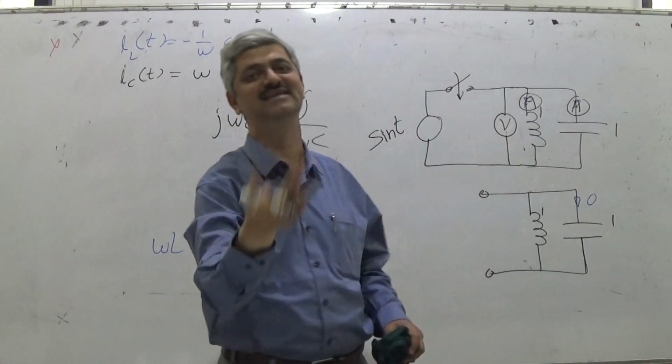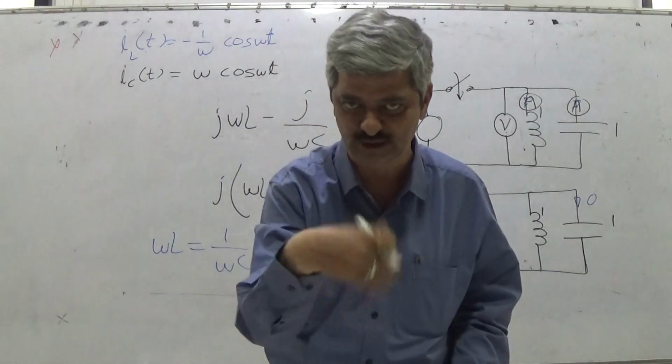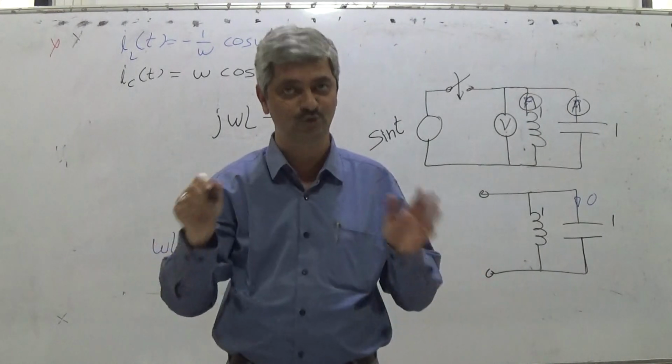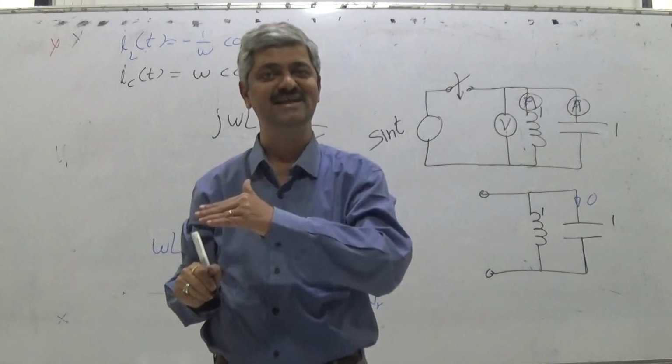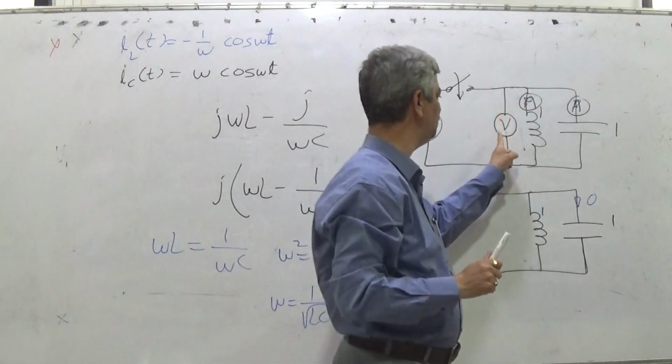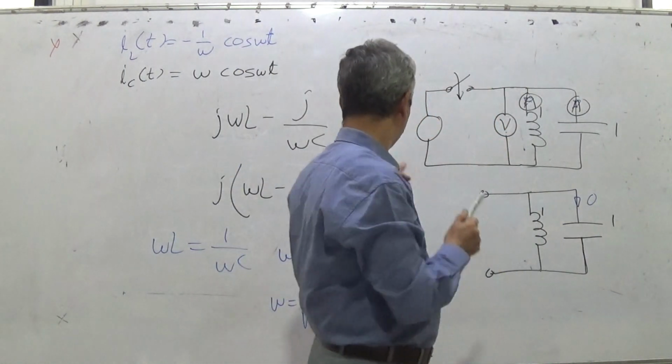And the most magic is what will happen if I disconnect. You can put a pause, think and resume. Put a pause now if you want to. If you disconnect, you will find that the voltmeter will continue to show the amplitude is 1.